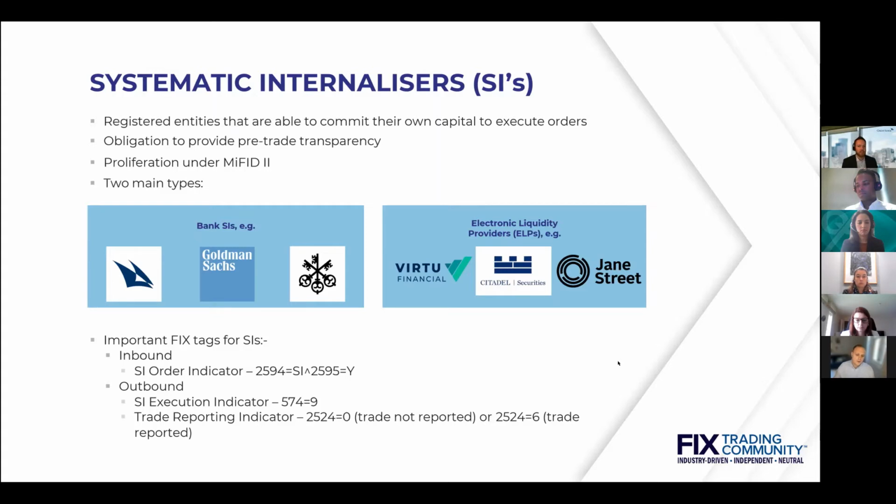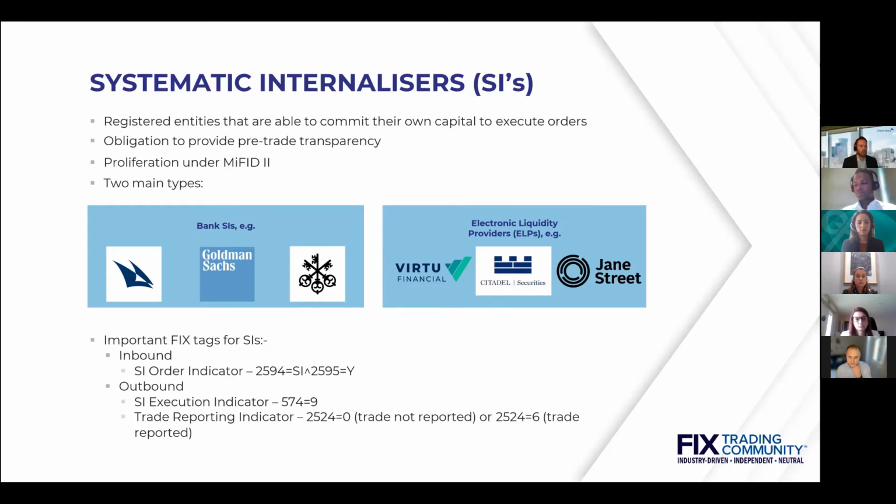SIs have proliferated under MiFID II due to several factors. One is the share trading obligation, or STO, in which all trading has to be performed on registered venues, and that includes SIs. The quantitative approach that was introduced to SI determination, and due to the complexities in this determination logic of how firms determine whether they are or need to be an SI, in practice, many firms opt in to be an SI in all relevant instruments. And a trade reporting obligation.